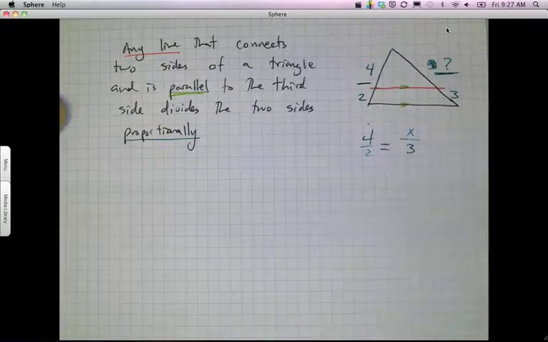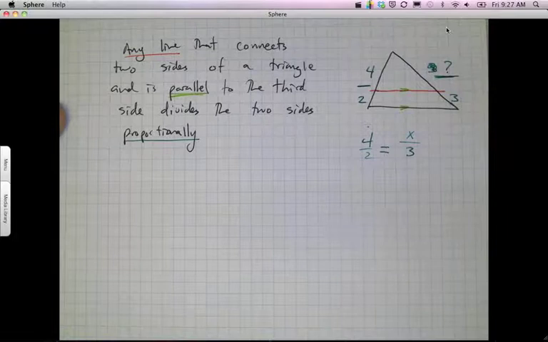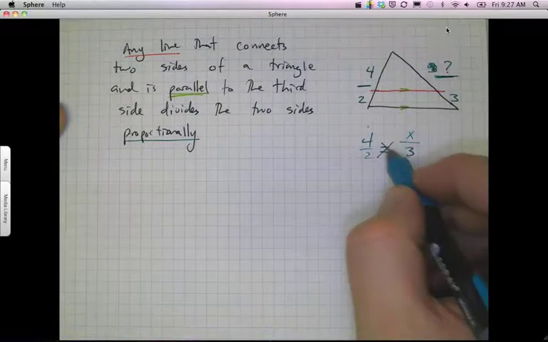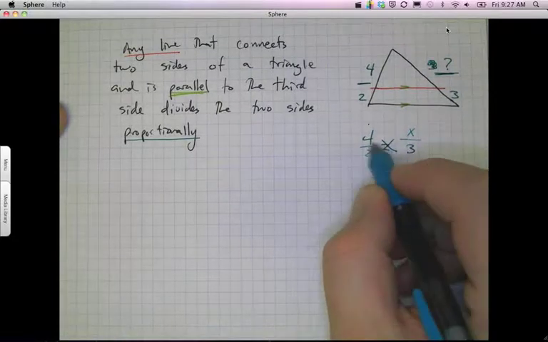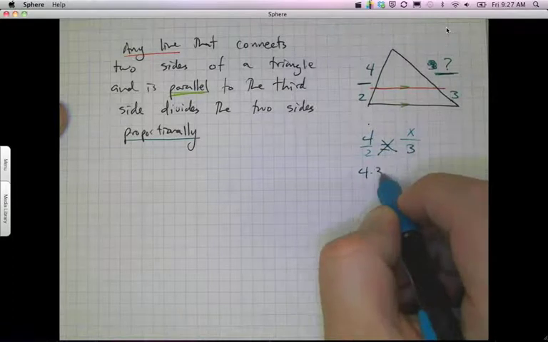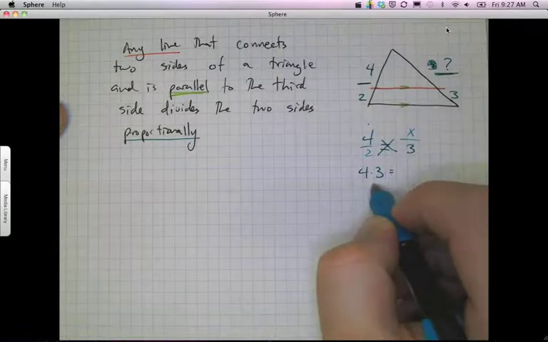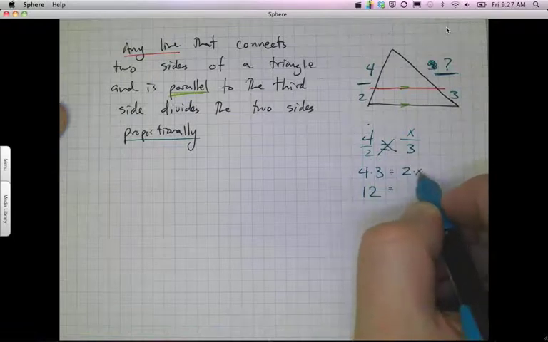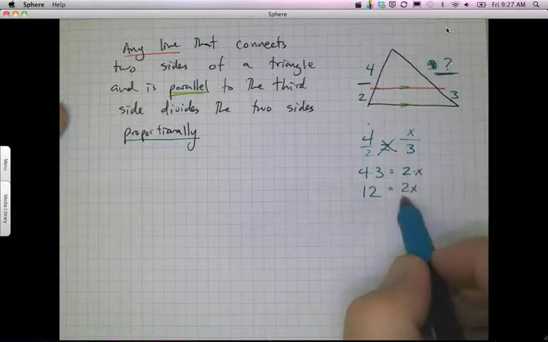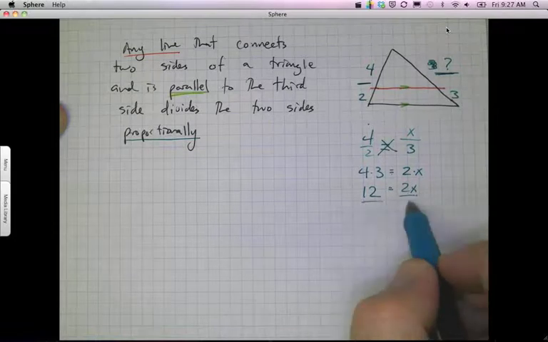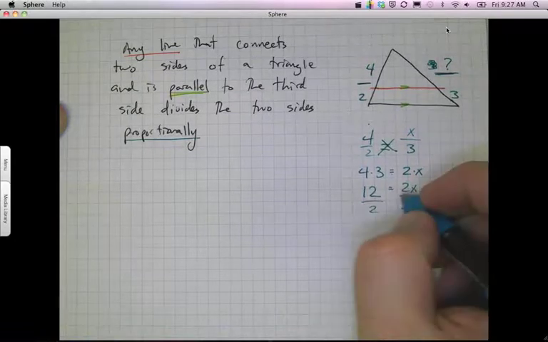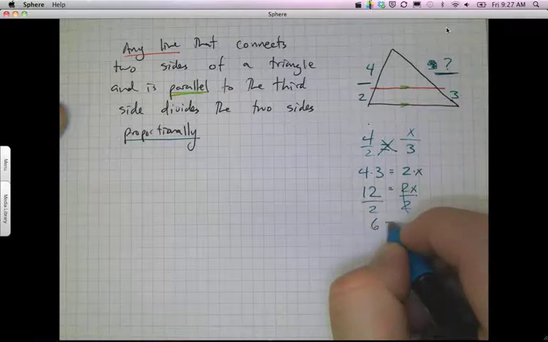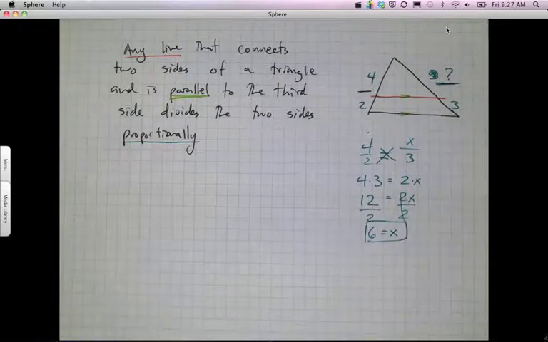Now how do you solve that proportion? You cross multiply, exactly. So 4 times 3 is what? 12. So that's 12. And this one, 2 times x, just 2x. So then if you solve this for x, you have to divide both sides by 2. You end up with 6 equal to x. Oh, okay. That's how you do it.